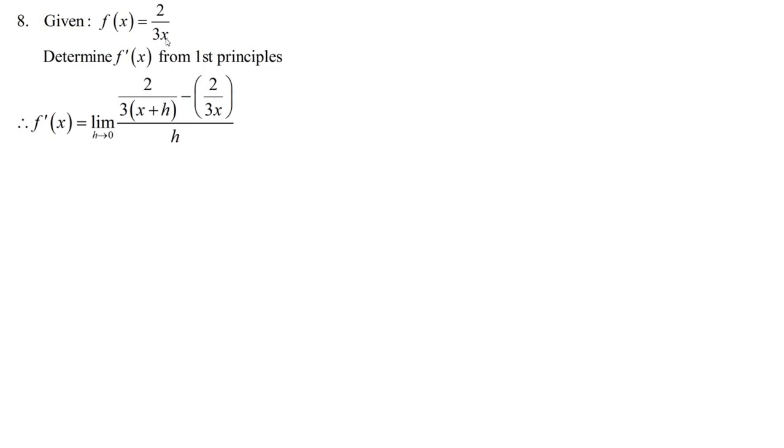So what does that mean? It means you just rub out the x and put x plus h. And then minus f of x. Well, there's f of x, minus f of x. So that's your first mark. Pretty easy. Now, this is the slightly tricky part.